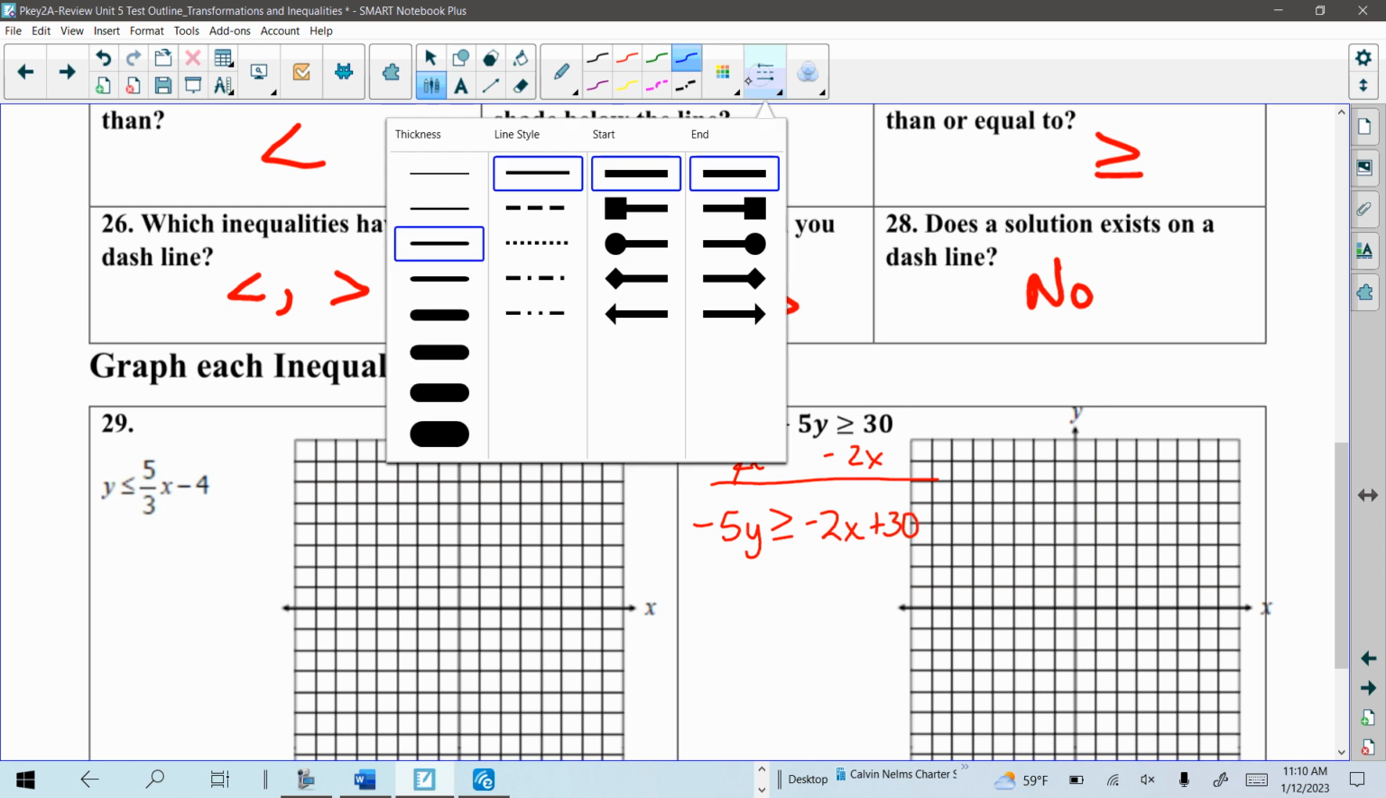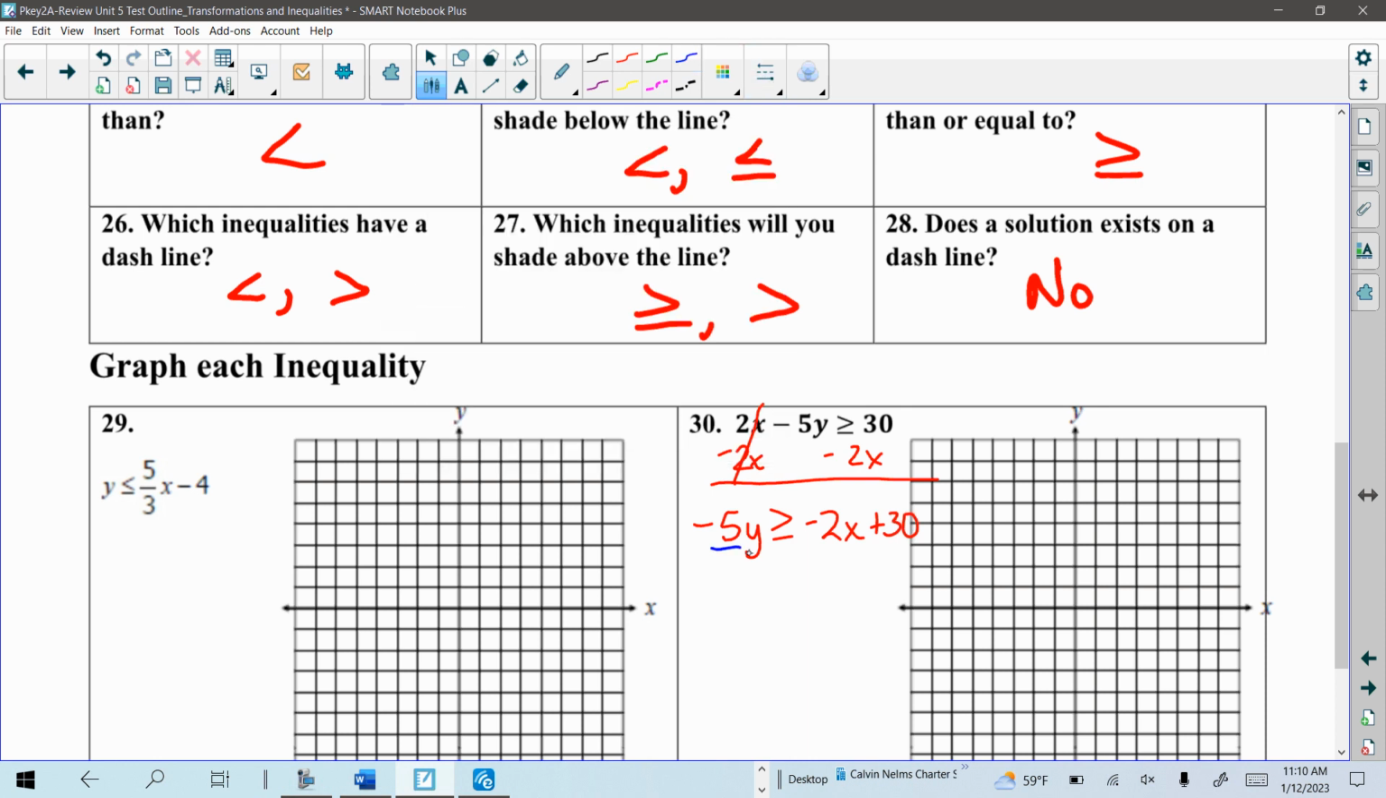Now, divide everything by -5. Let's see if y'all remember what happens here. Yes, the sign flips. Y is less than or equal to 2/5 x minus 6. This is what we're graphing.